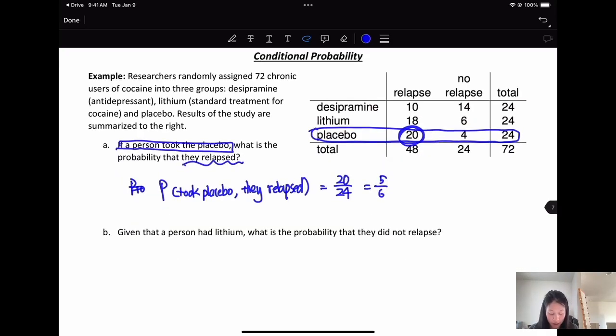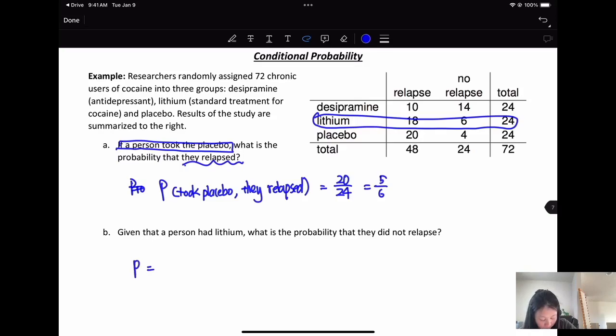Second, given that a person had lithium, what is the probability that they did not relapse? Again, first of all, we need to know what we are trying to study. We're trying to study the people who were given lithium, which is 24 people. We don't care about people who took the other supplement, even though they also did not relapse, or the people who took placebo and did not relapse. We only care about people who took lithium and did not relapse.